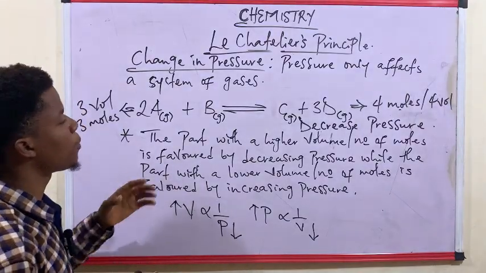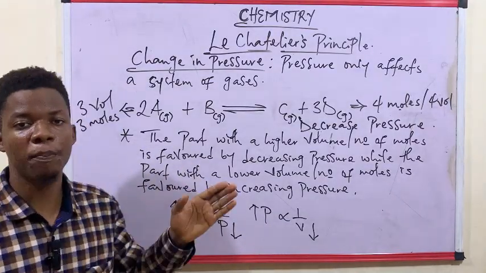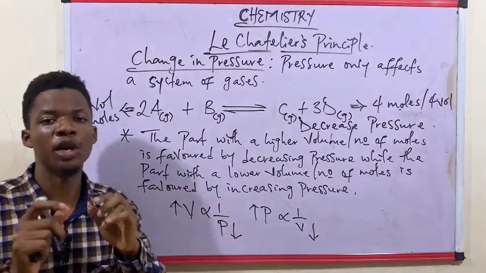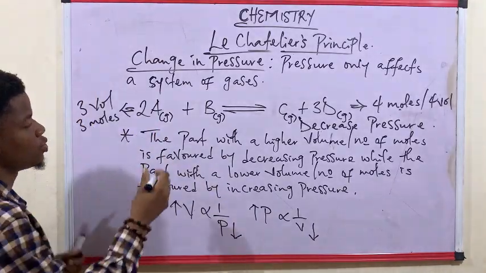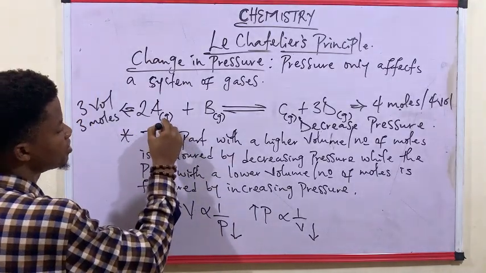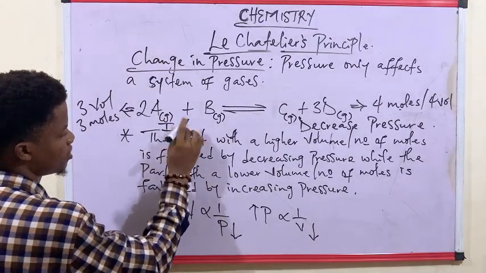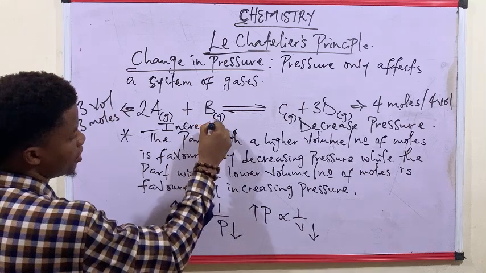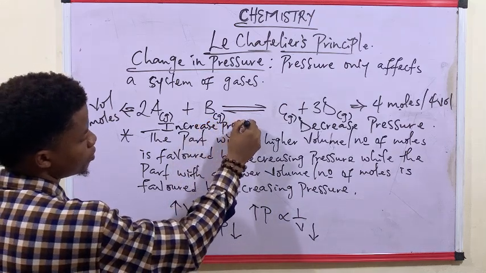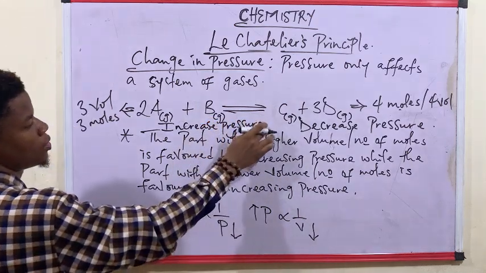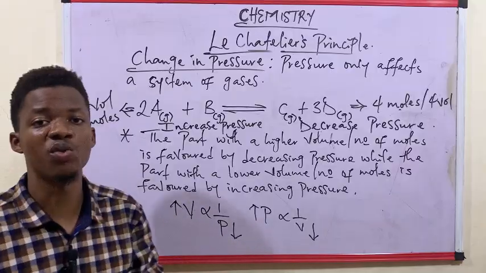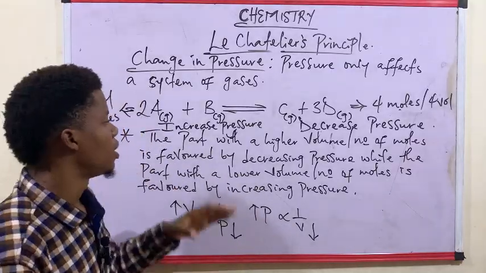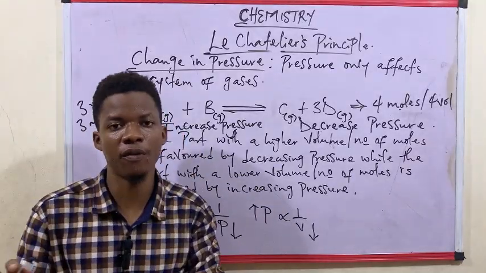Then when you want to push the equilibrium position to the part with a lower volume or a lower number of moles, what are we going to do? We are going to increase pressure. So this is the summary of everything.